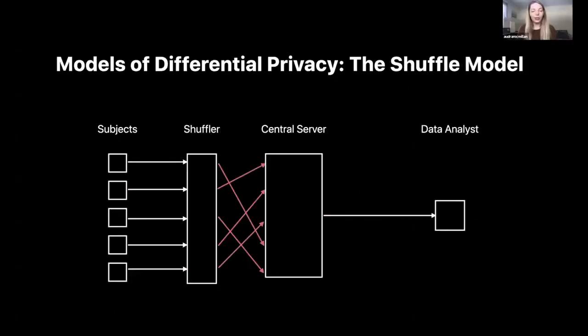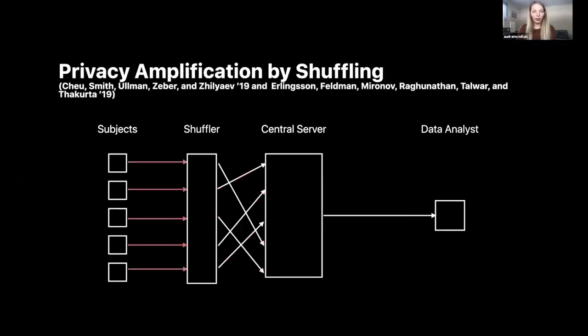Okay, so I have my shuffler. My shuffler permutes the local reports and sends them to the central server. And the question of privacy amplification by shuffling is, if each person is already sending an epsilon differentially private local report, how much more private is the output of the shuffler? So this should intuitively buy me something. I'm anonymizing my data. So the question is, how much is it buying me?